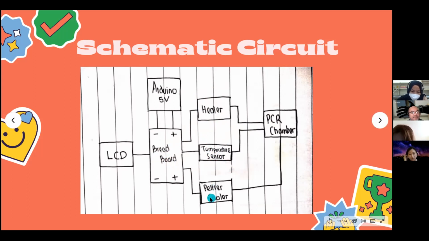We also add a Peltier cooler to the breadboard so that we can control the heat of the chamber to what we desire. And then all of these three components we connected directly to the PCR chamber, as you can see. This is basically the rough sketch of our schematic circuit.